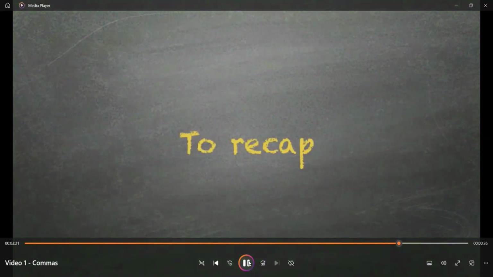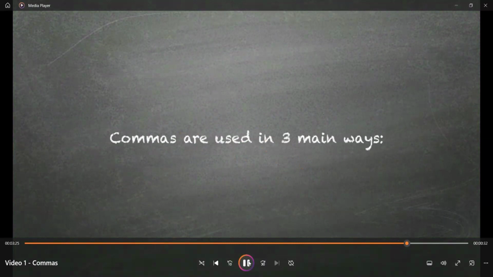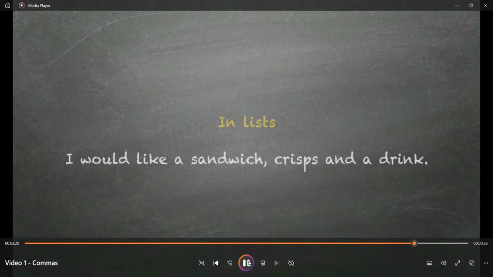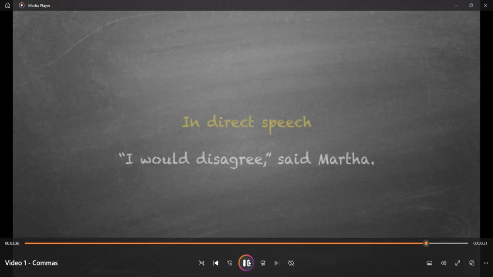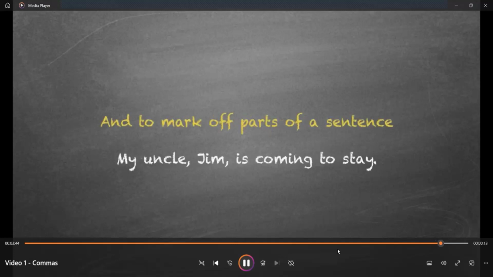To recap, commas are used in 3 main ways. In lists, I would like a sandwich, crisps, and a drink. In direct speech, I would disagree, said Martha. And to mark off parts of a sentence. My uncle, Jim, is coming to stay.